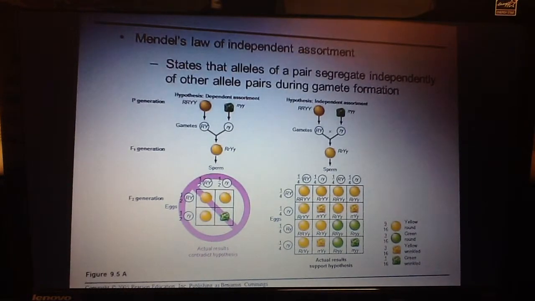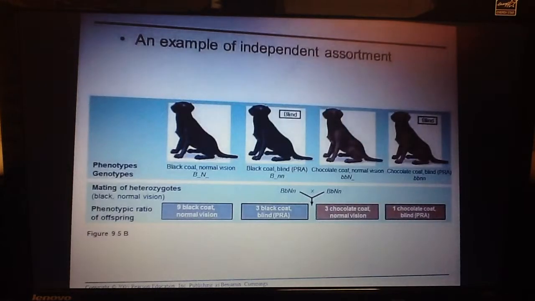And it turns out that when Mendel did his experiments, this is what he found most of the time. 9 out of 16 were the dominant. 3 out of 16 were going to be heterozygous, which means they're going to have the dominant for one and then recessive for the other. And then we have our yellow wrinkled, and then we have our full homozygous recessive. This is important because it's showing us how to use math to determine genetics. So here's a really good example of the independent assortment that happens.